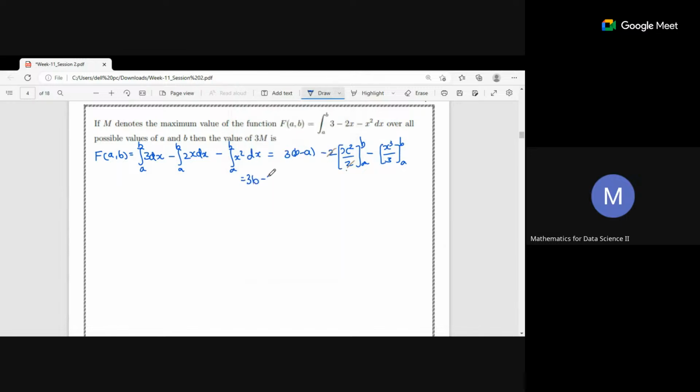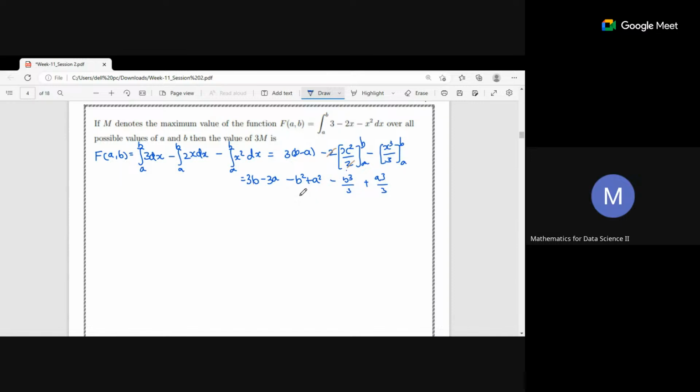3b minus 3a minus b square plus a square minus b cube by 3 minus a cube by 3. So are the signs fine everywhere? So this is the function f of a comma b.